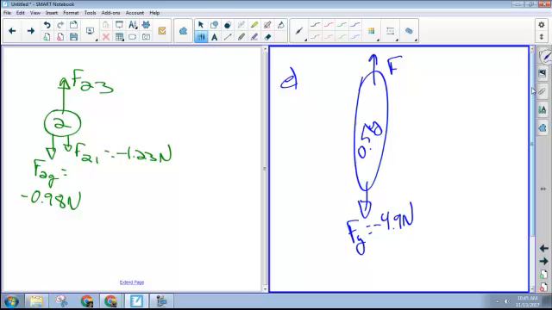Everybody good? All right. And then the next part: what's the net force on each link? Well, they all have the same mass and they all have the same acceleration, right? So they all have the same net force of 0.25, just mass times acceleration. Good? All right, problems on 7 or 8?